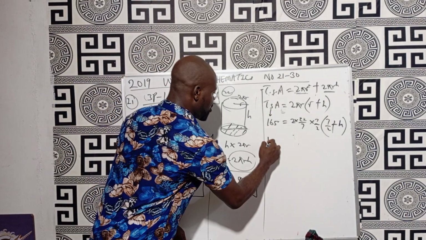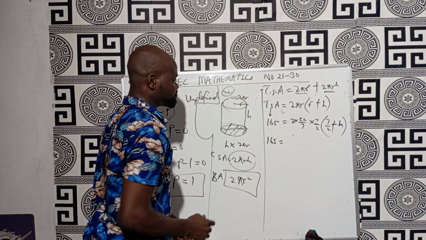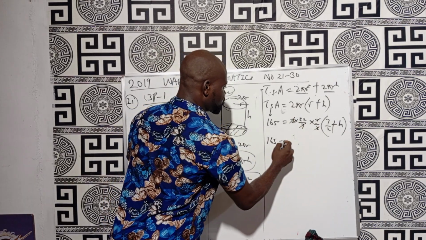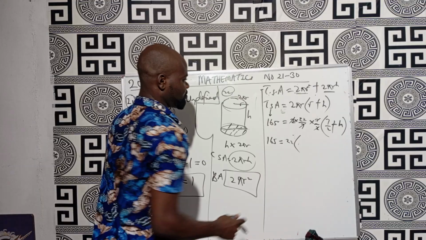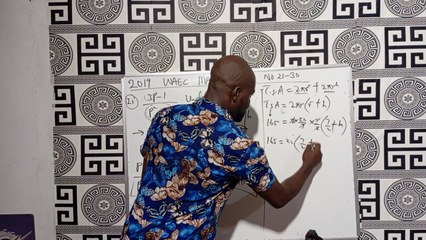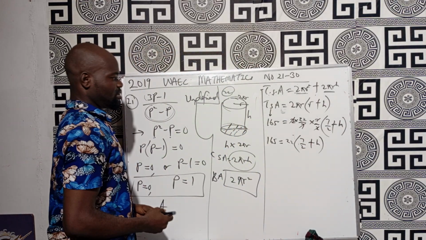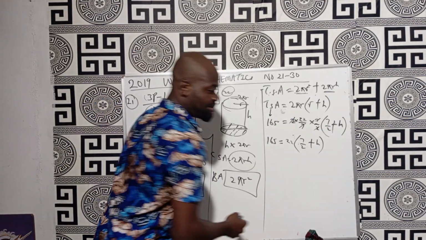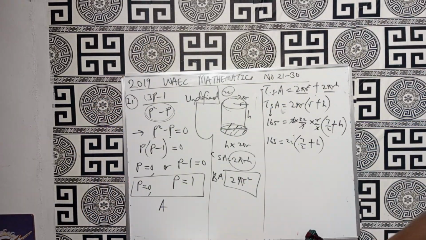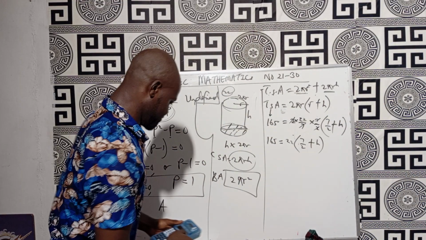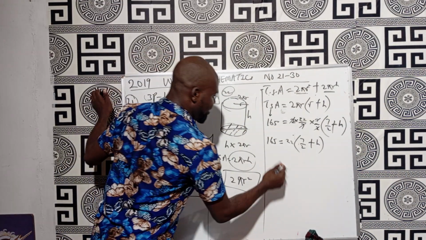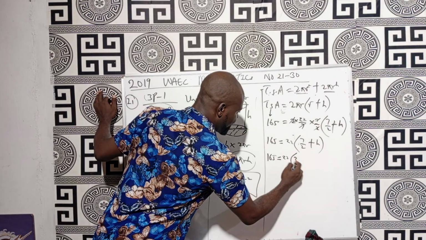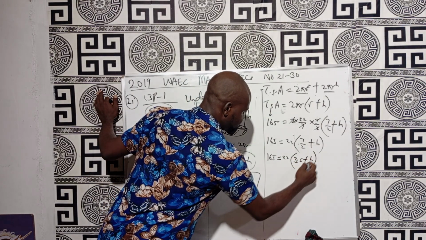So we have 165 equals to what? 7 times 7, then we have 2 times 2, then we have 22 into brackets 7 over 2 plus h. Can you see now? Plus h. So what do we do from there? Let me take my calculator. Don't waste time. Just say 165 equals 22 times 7 over 2, which is 3.5, plus h.